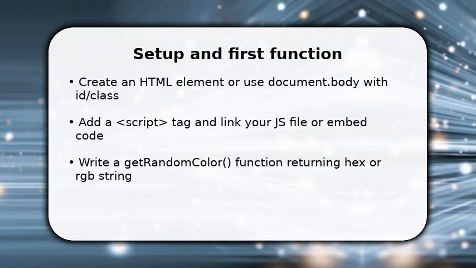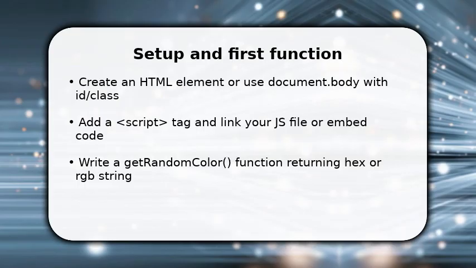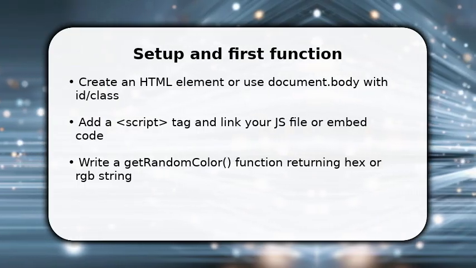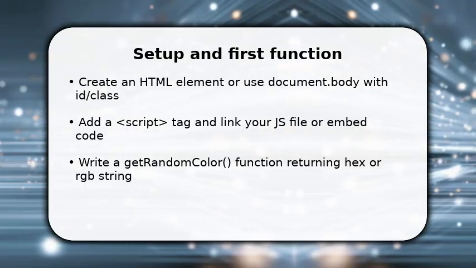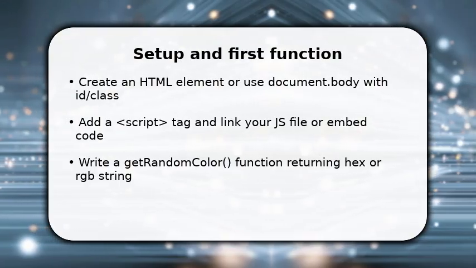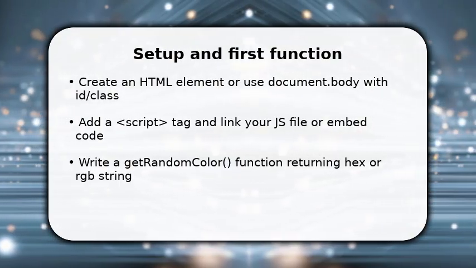RGB. Use Math.random and Math.floor to produce 0 to 255 values or produce 2-digit hex pairs. This first step produces the color value you will apply immediately in the next slide.